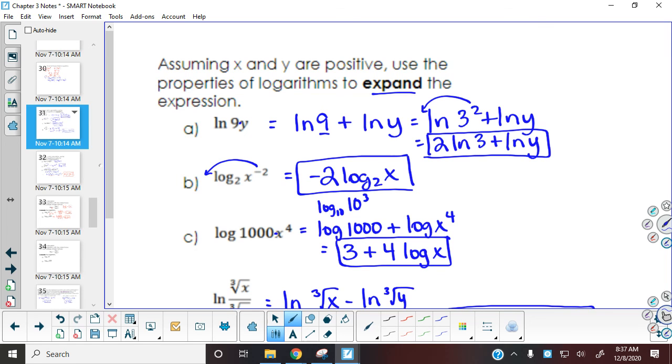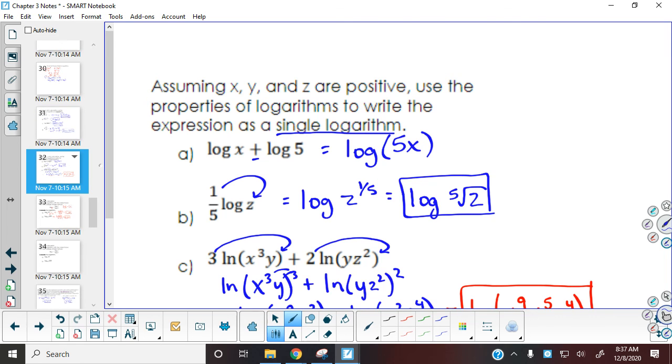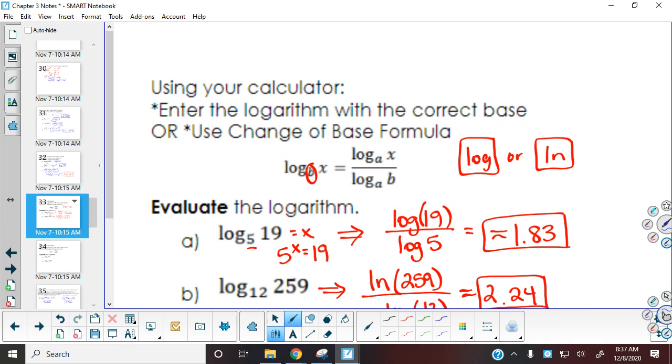So the big things today are making sure that you know how to condense and expand your logarithms, so this example and also this example, and last but not least, making sure that you know how to evaluate your logarithms. Okay. As always, ask questions if you've got them. Hopefully that is all pretty straightforward.